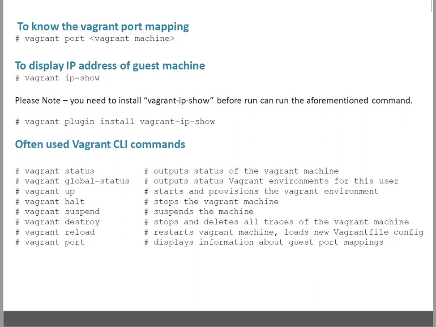Vagrant reload means it restarts the Vagrant machine and loads the new Vagrant config. For example, you want to do some reconfiguration work. Let's say you want to do some customization. You can update your Vagrantfile, and after that, you can run vagrant reload. It will automatically reload or restart the machine with the new configuration. Vagrant port, as I mentioned, displays the information about guest port mapping. So let's quickly go through these commands.